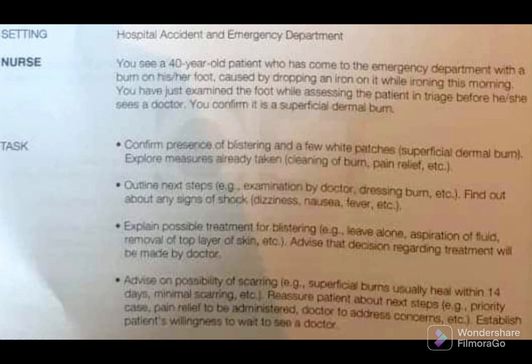While assessing the patient in triage before he or she sees a doctor, you confirm it's a superficial thermal burn. So this one also needs no self-introduction. You can just start. Mr. John, thank you for allowing me to examine your leg, and from my assessment I can confirm that there are blisters and a few white patches over your leg. It is nothing but a superficial dermal burn. So that is the introduction for this role play.